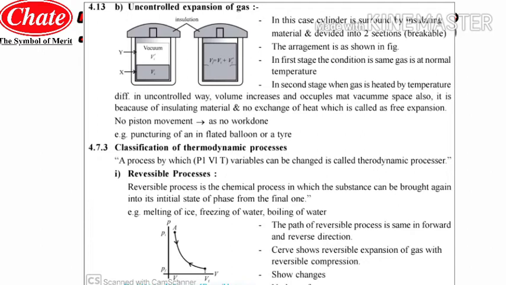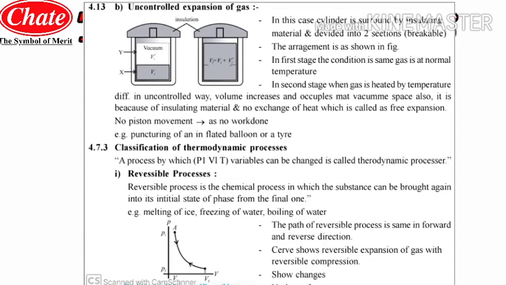So this was the concept, students. Now we will move towards the next part of this chapter, that is classification of thermodynamic processes. In this part, a process by which the variables can be changed is called a thermodynamic process.